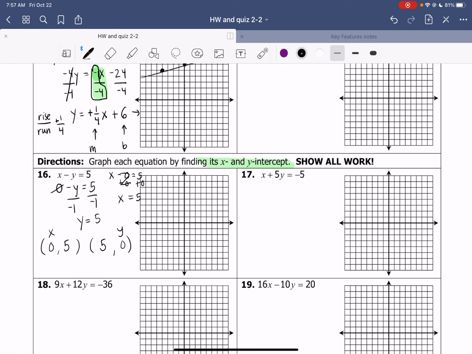So then we can graph both of those points over 1, 2, 3. So we have 5, 0, our x-intercept, and 0, 5, our y-intercept. And this would allow us to draw a line for this equation.